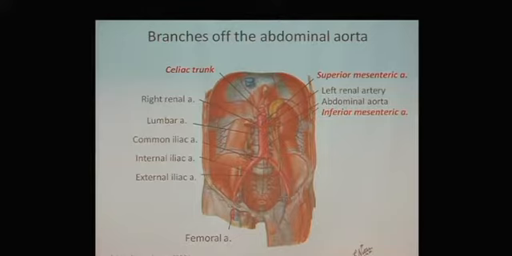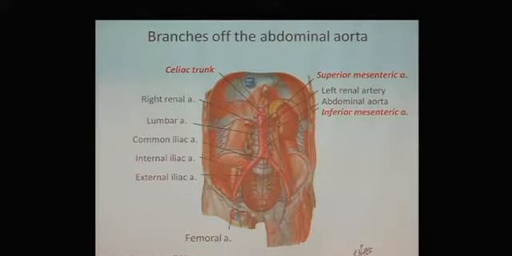In the abdomen, we have unpaired arteries off of the aorta and paired arteries off of the aorta. The unpaired, meaning there's only one of them, there are 3 primary unpaired arteries off the abdominal aorta: the celiac trunk, the superior mesenteric artery, and the inferior mesenteric artery, and those supply the structures related to digestion. So stomach, liver, pancreas, small and large intestine.